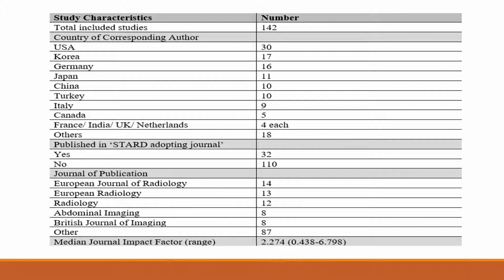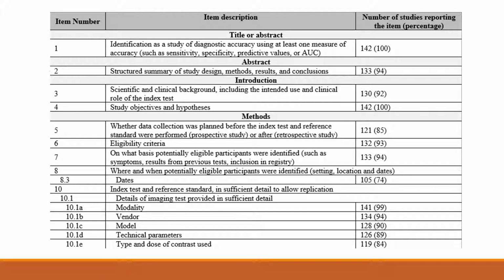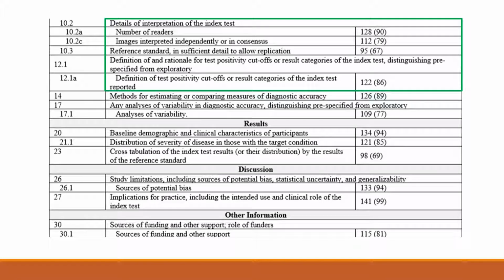The number of studies corresponding to country of corresponding author, published in STARD adoption journal, journal of publication, median journal impact factor, subspecialty area, study design, and imaging modality are represented. This table presents an item-by-item summary of adherence of the included studies to the STARD 2015 statement, and it corresponds to the frequently reported items. Some of the items that we want to highlight include item 10, item 10.2, and 12.1, which correspond specifically to imaging research.